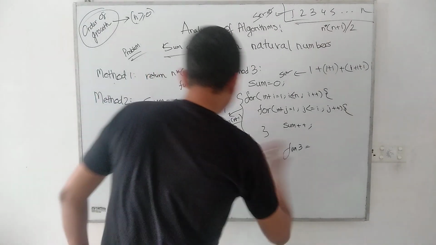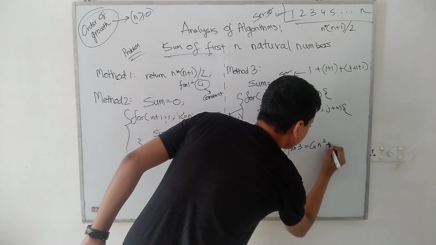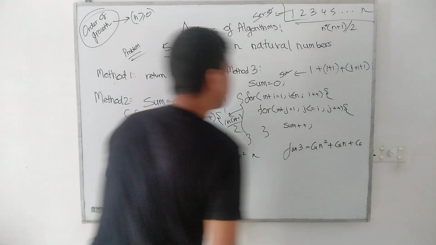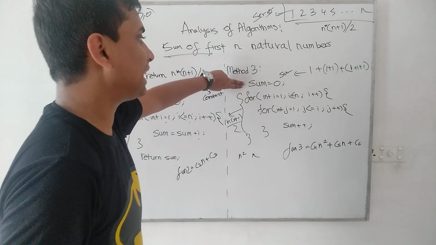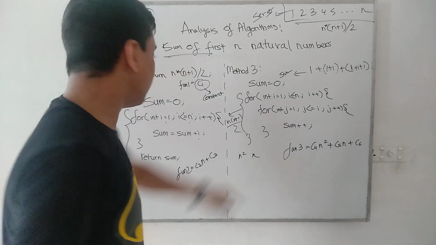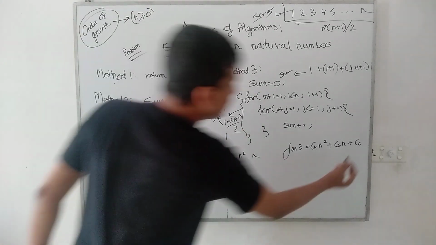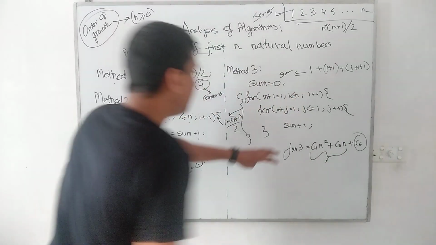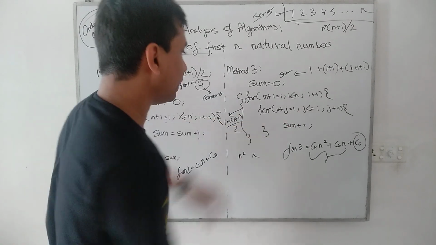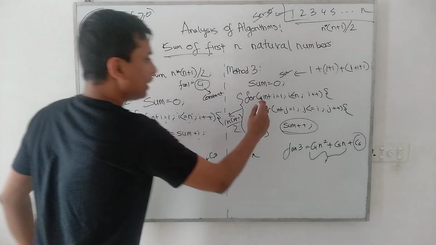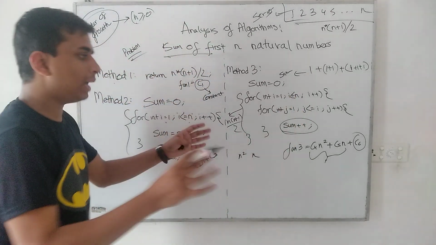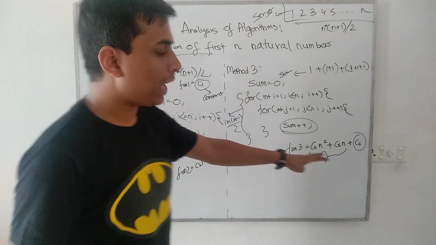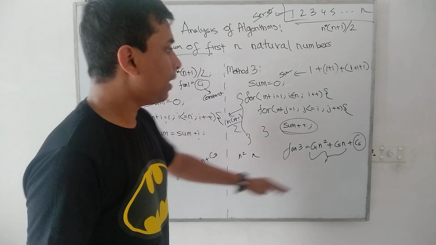So it would be C4 N squared plus C5 N plus a constant value. This constant value is again for, suppose, declaring the sum variable and for returning the particular sum. So this is a constant, and this part we are getting from the number of times this particular code is occurring, that is sum plus plus. It is occurring for N into N plus 1. So we are getting this particular quadratic equation here, that C4 N squared plus C5 N plus C6.